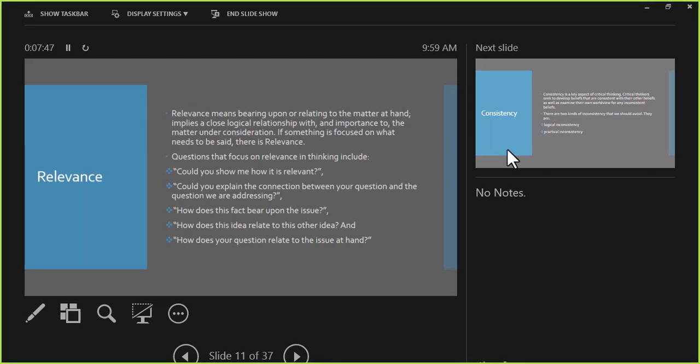The questions that focus on relevance in thinking include, could you show me how it is relevant? Could you explain the connection between your question and the question we're addressing? How does this fact bear upon the issue? How does this idea relate to the other ideas? And how does your question relate to the issue in hand?